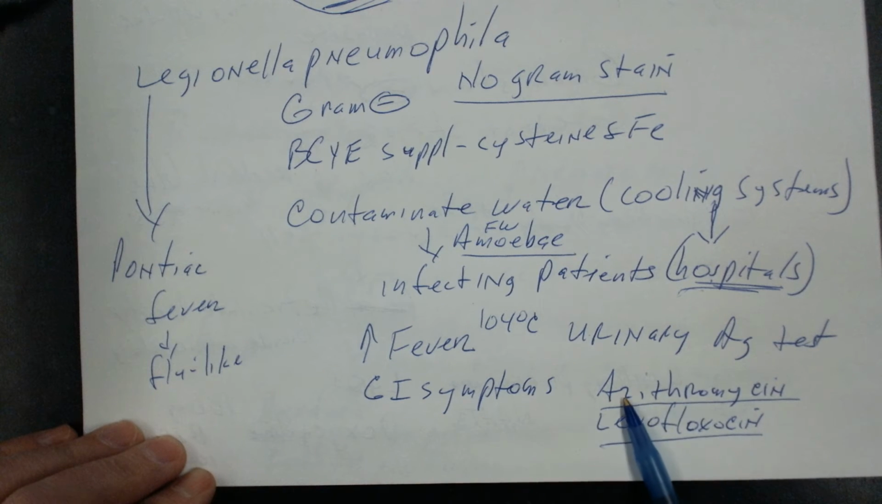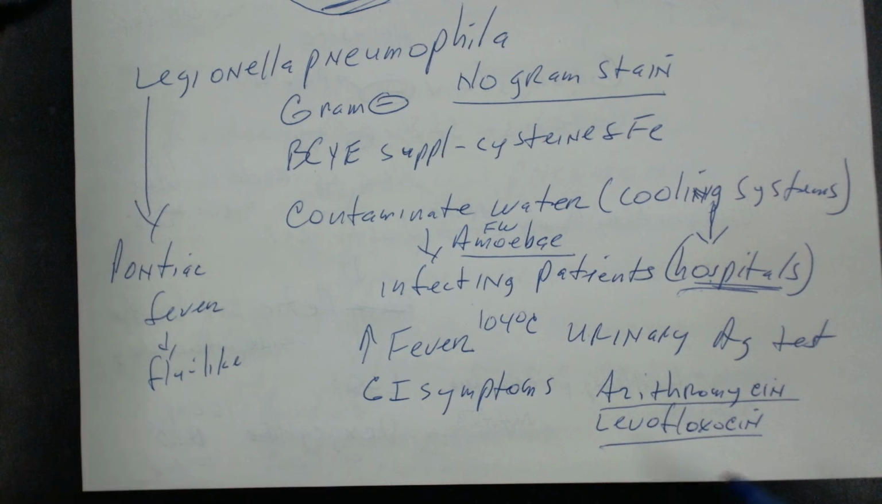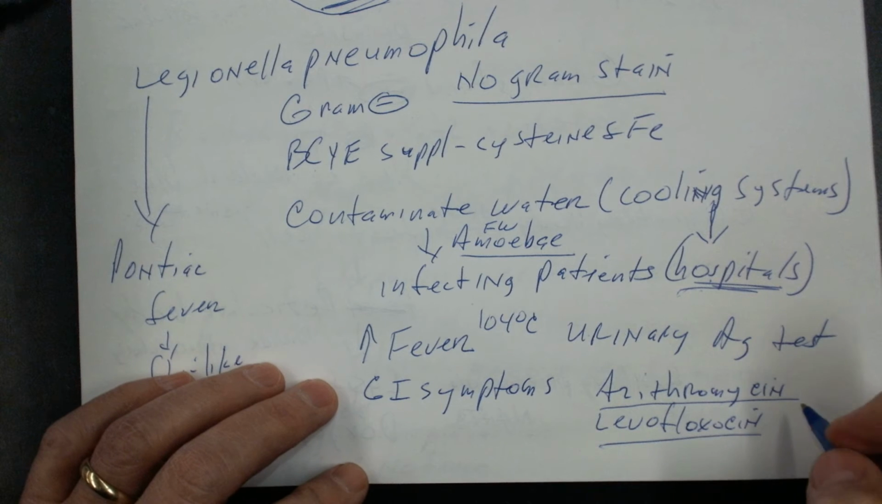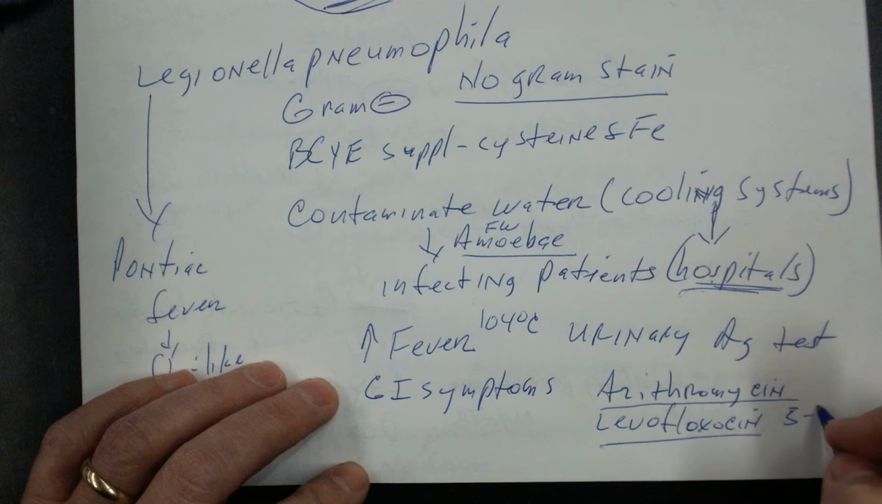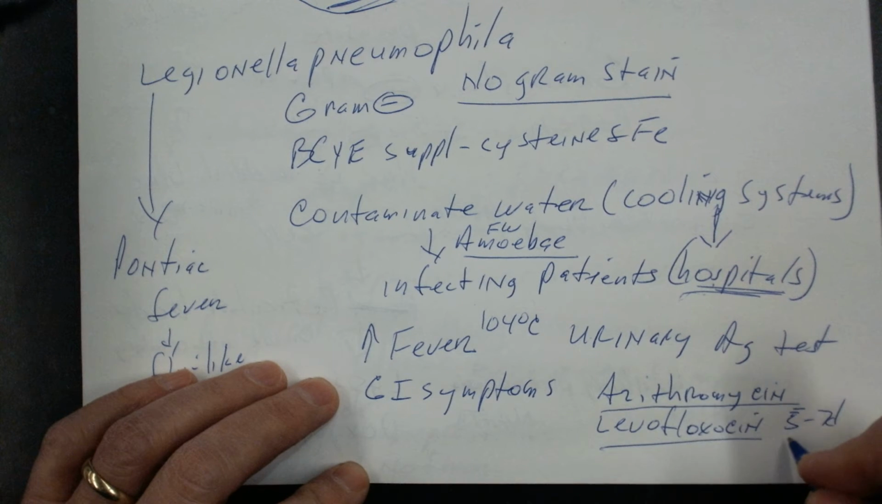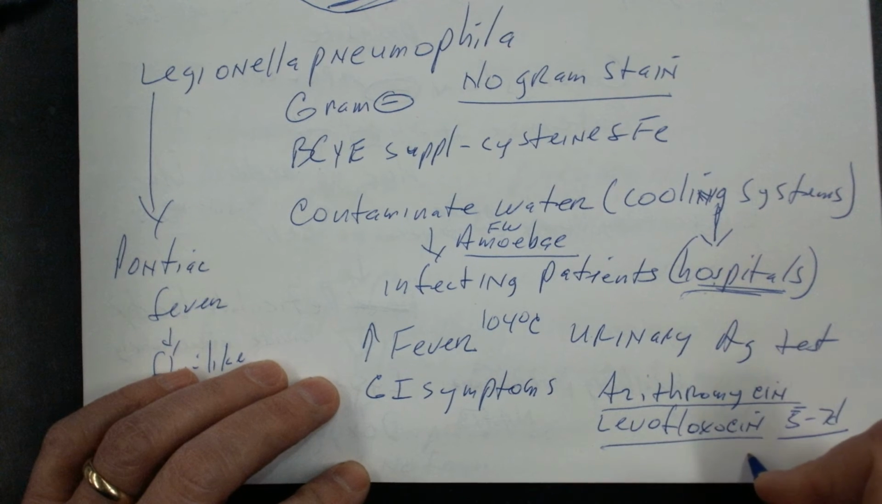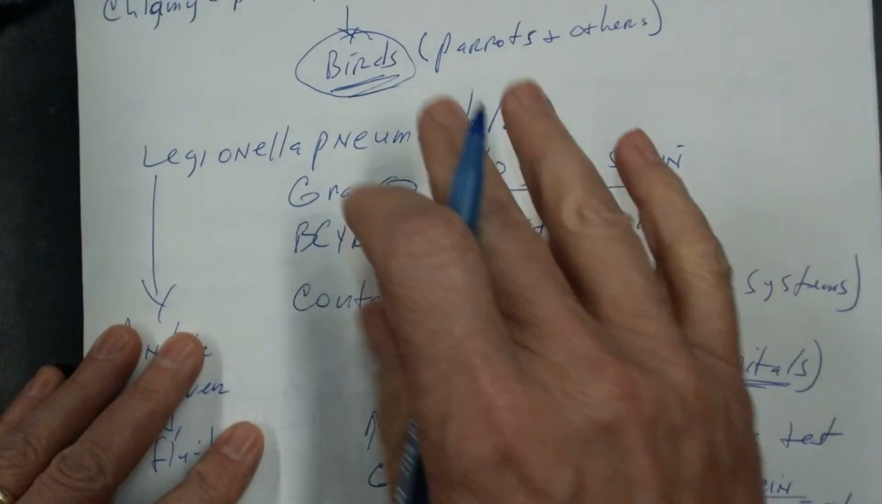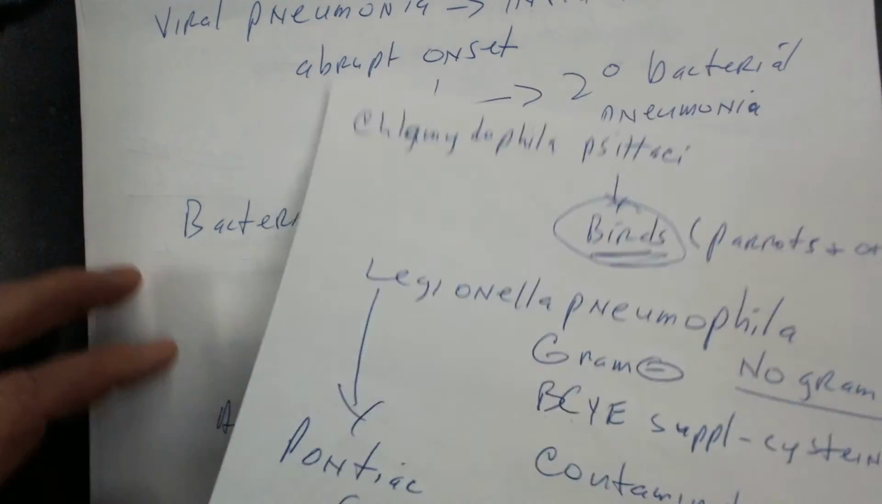You treat this with azithromycin, usually a Z-Pak, or levofloxacin. Levofloxacin normally you treat for 5 to 7 days. So these are your agents that cause your atypical pneumonias.